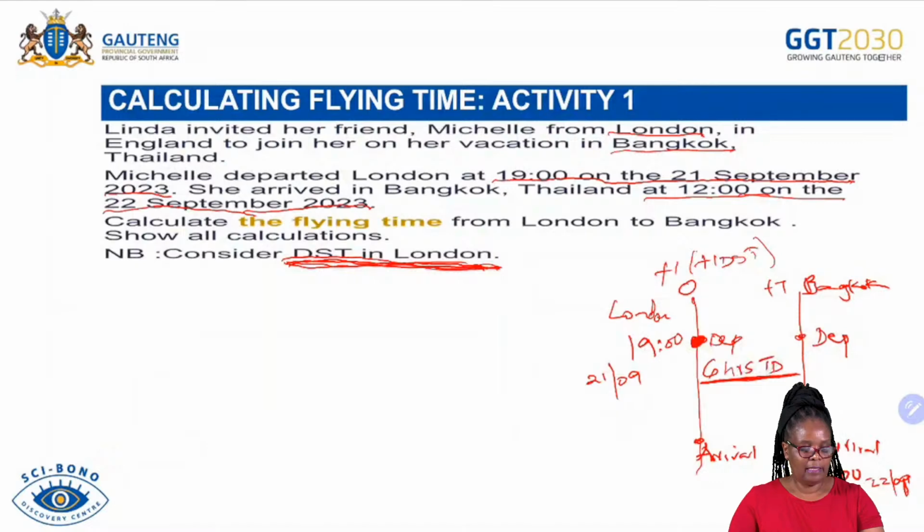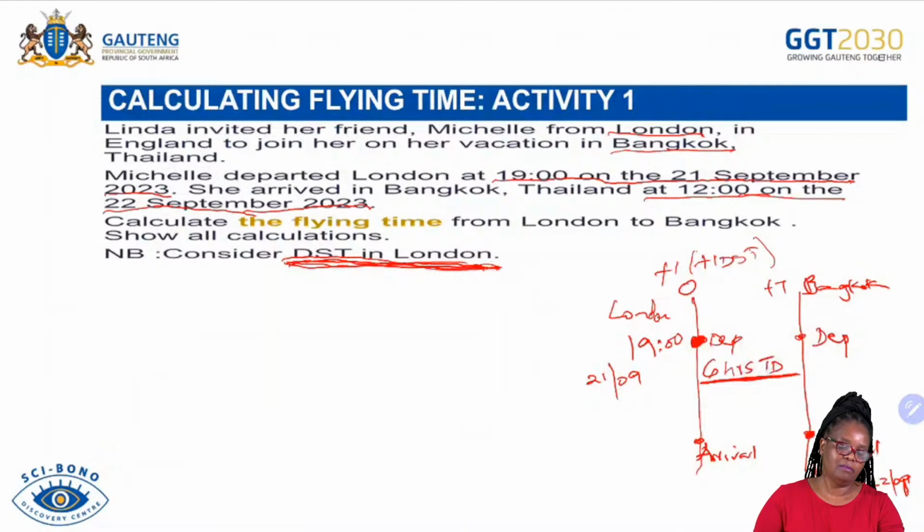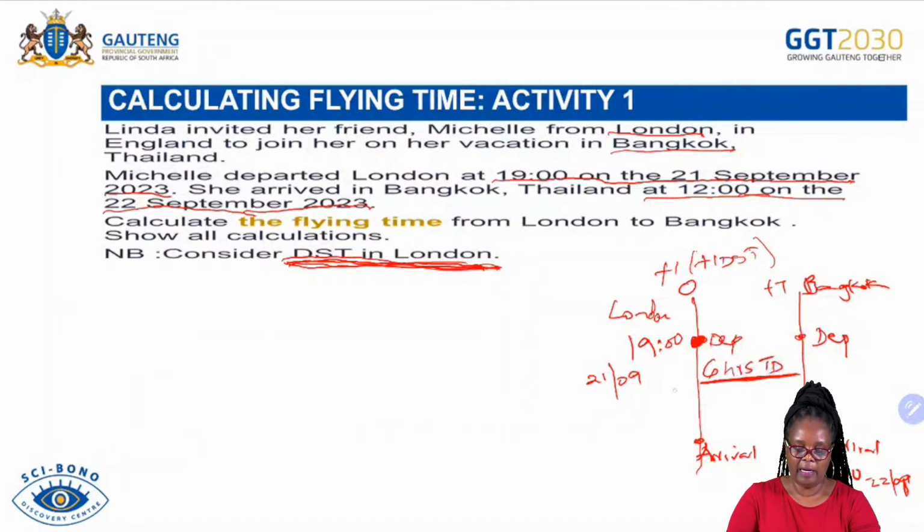We look at whether we are moving from west to east or east to west. You need to determine the direction. Here we'll be determining the time and direction from London to Bangkok. From London, they depart to Bangkok, so it means it will be moving from the west to the east.